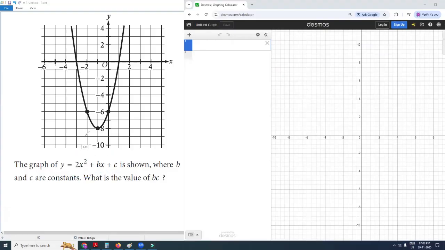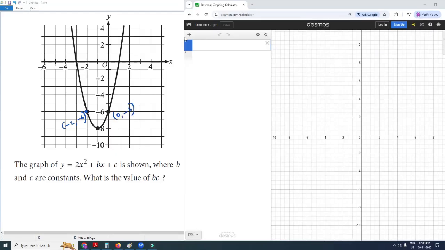Okay, we can use Desmos to solve this problem. Since the quadratic function we have over here contains two unknown constants b and c, we need 2 points on the graph of this quadratic function. So we can consider this point and this point. This point has the x coordinate -2 and the y coordinate -6. And for this point, the x coordinate is 0 and the y coordinate is -6.